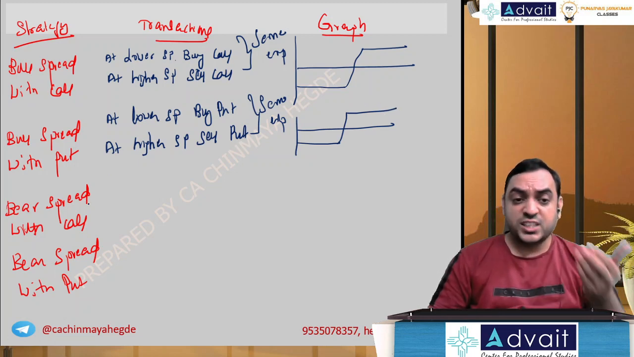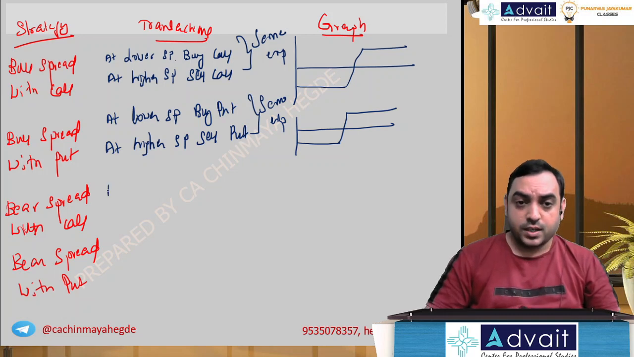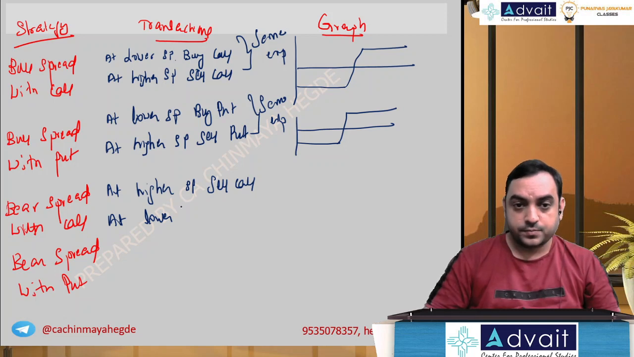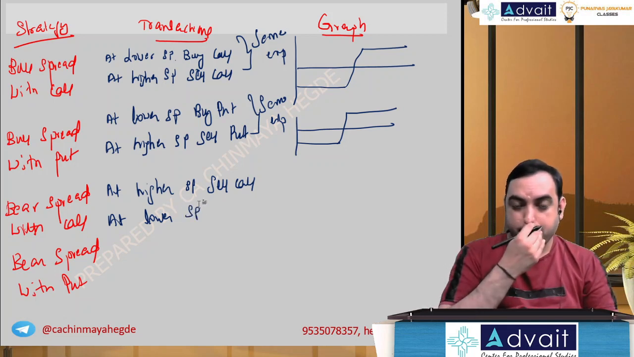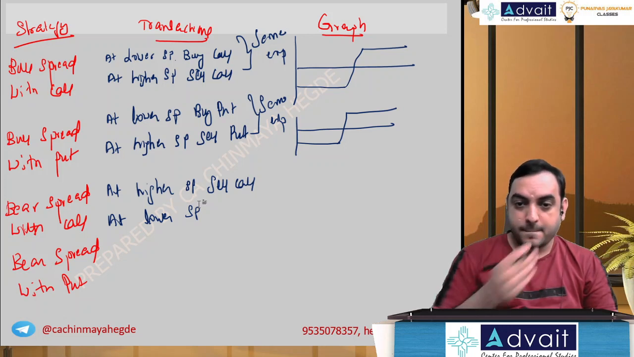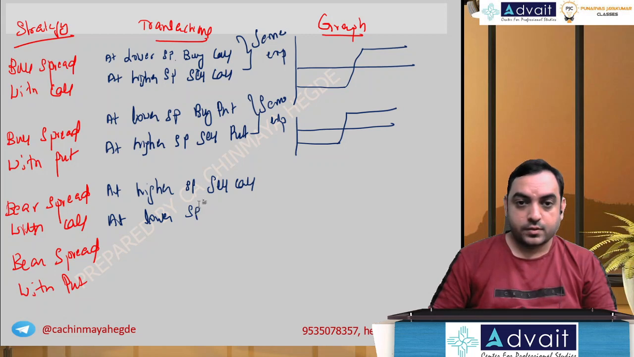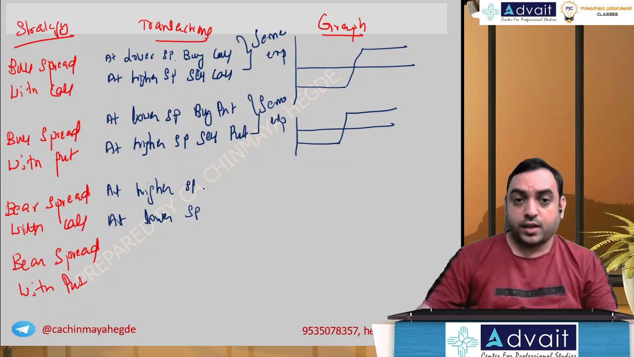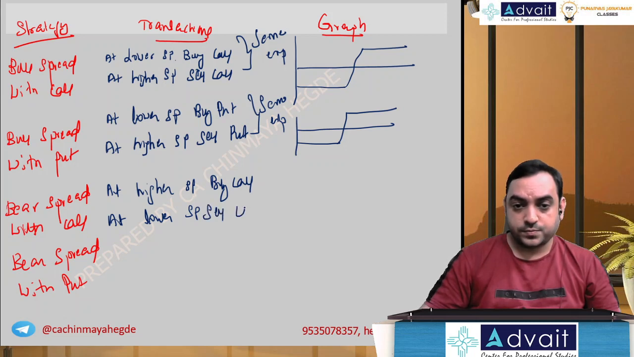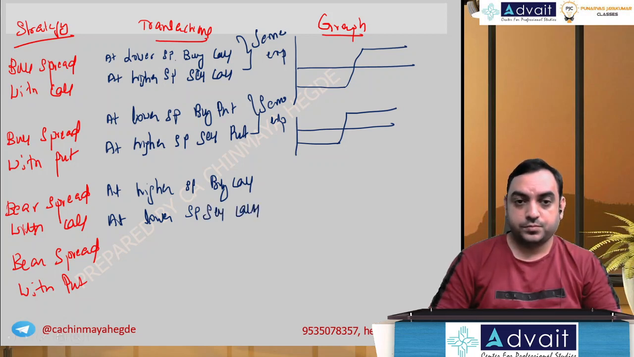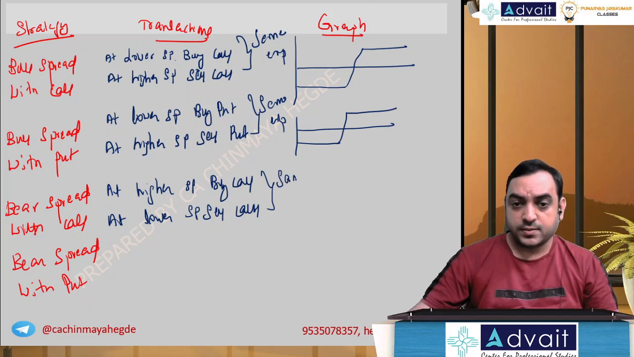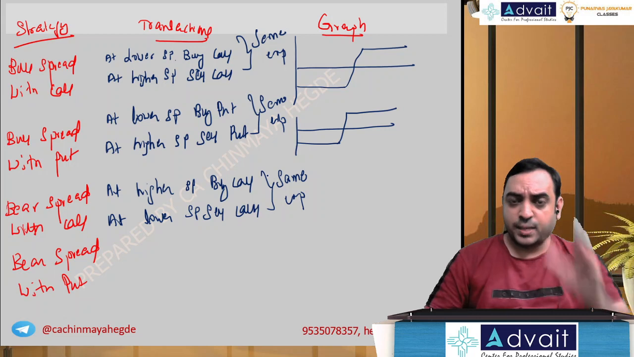Bear spread with call is the opposite. You make profit when the market price comes down. At a higher strike price, you buy a call, and at a lower strike price, you sell a call. This is again on the same expiry. Different expiry means calendar spread, which I'm not going to show you.